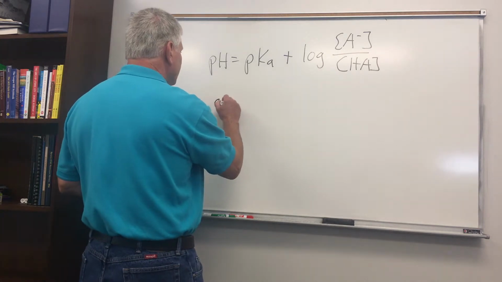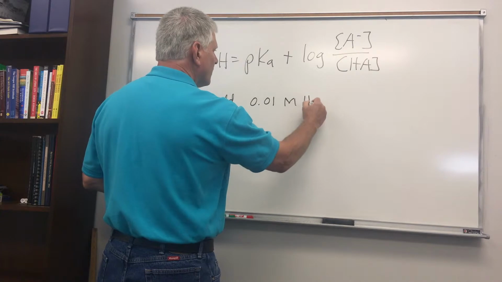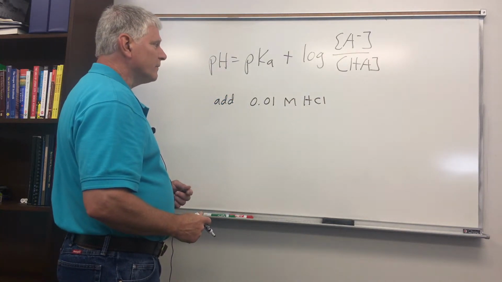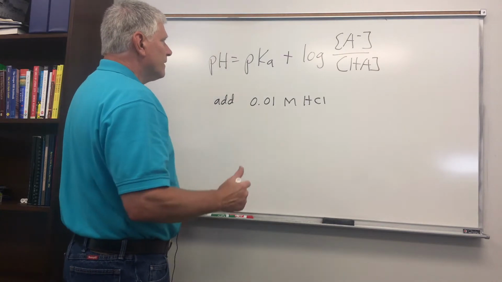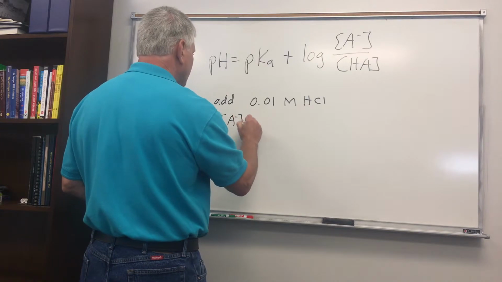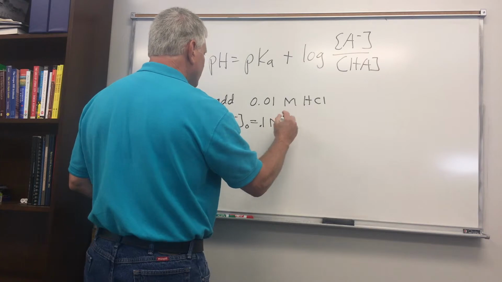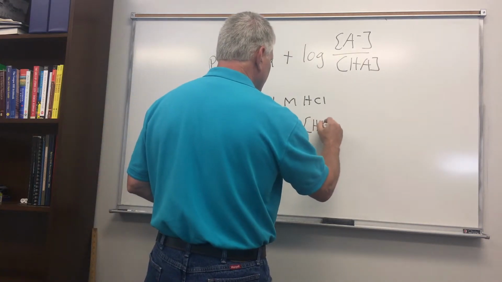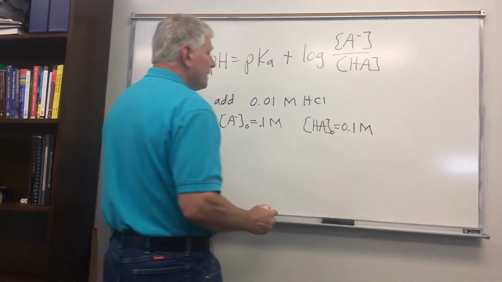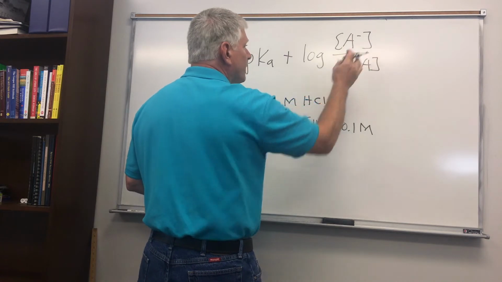Say we add 0.01 molar strong acid to the buffer solution. Then we start with initial concentrations of 0.1 molar. And so the initial concentrations here are both 0.1 molar.